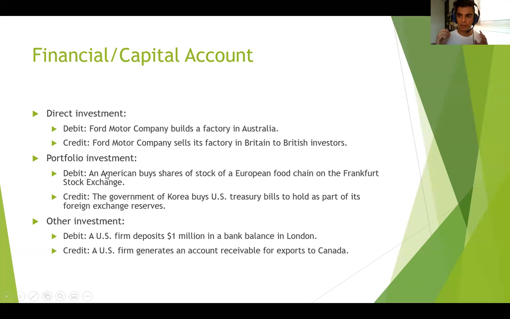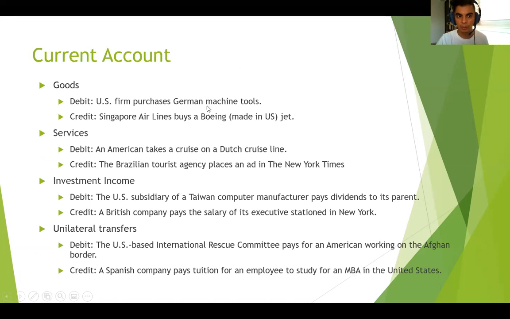It's an American person buying shares from a German company. So you will classify that as a debit from the American perspective because the money is leaving the US. But then what happens if BMW pays dividends to the holders of their shares? That means that Germany will send money to the US. They will pay dividends to the American citizen. So in that case, it will not be financial or capital. It will be investment income. So it will be current account.